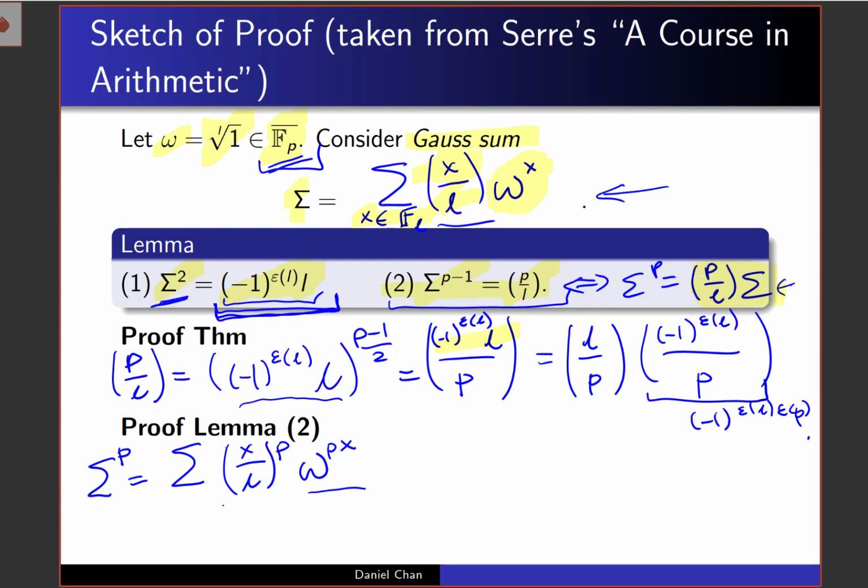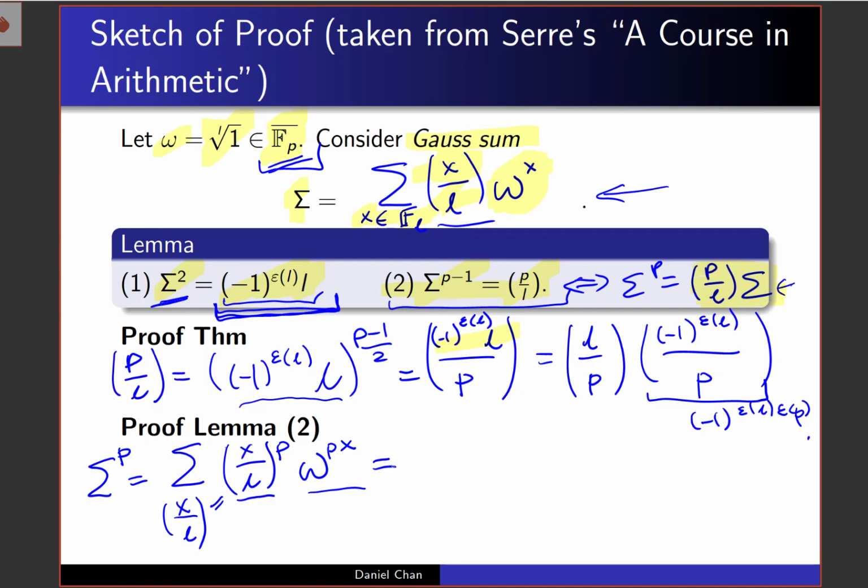So the first point to notice is that this Legendre symbol is either plus or minus 1. If you raise it to an odd power, it stays plus or minus 1, exactly the same one. So if it's minus 1, you raise it to the odd power, it's still minus 1. If it's 1, you raise it to any power, it's still 1. So it doesn't change. So this x over L to the p is just x over L. Okay. And this sum is over all x inside the field.